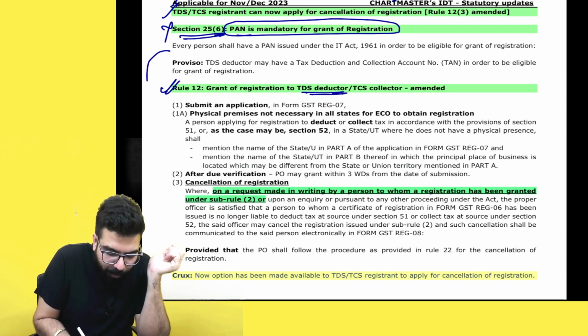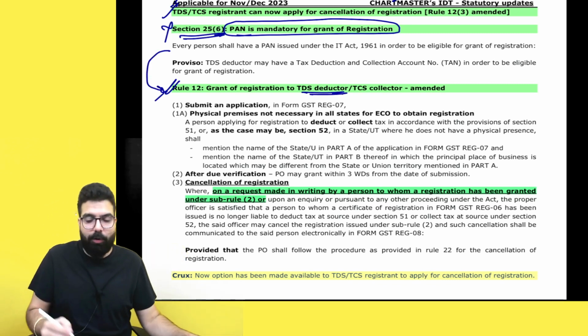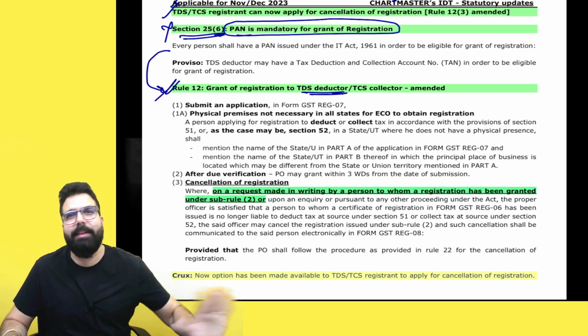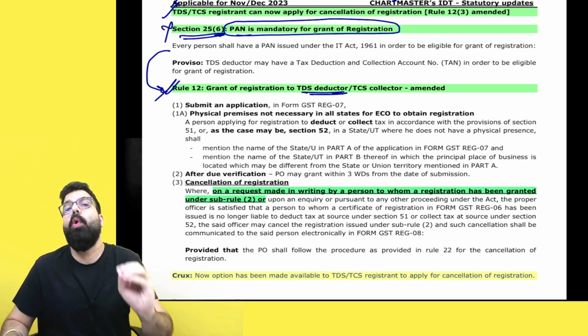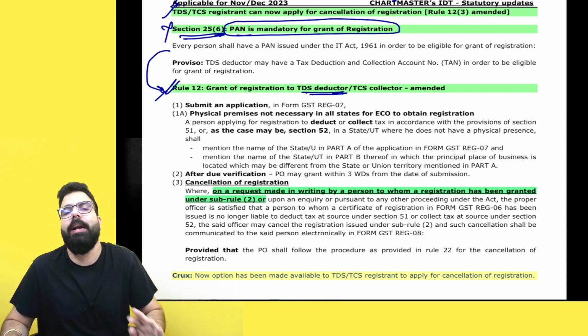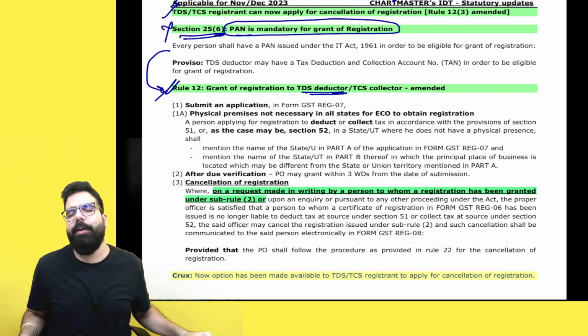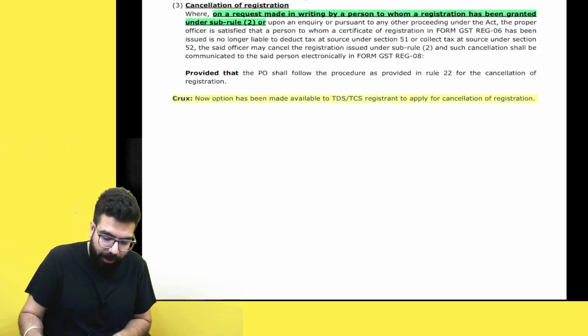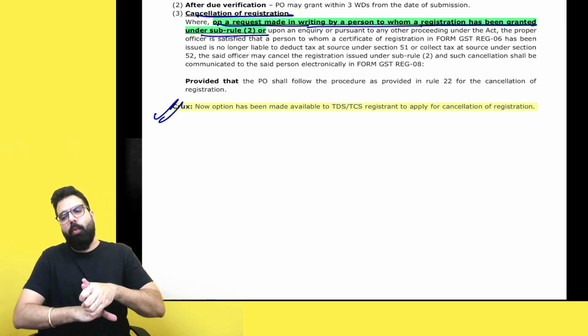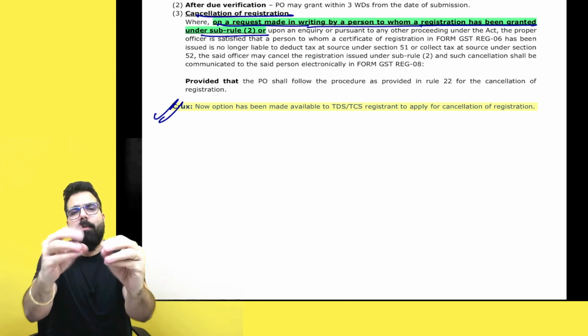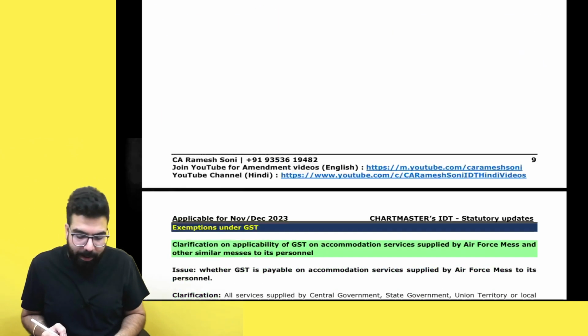Okay? And along with this, I had taught you rule number 12, so I have written rule number 12 over here. In rule number 12, one small amendment has been made. Earlier in rule number 12, TDS deductor and TCS collector did not have the power to cancel their registration. Now TDS deductor and TCS collector have been given the power that, if they want, they can apply for cancellation of registration. That's all, nothing. Now this option has been given: cancellation of registration on request made by a person to whom registration has been granted. Basically, if a TDS deductor or TCS collector wants, they can apply saying, I want to get my registration cancelled. Nothing other than that. Okay sir, done, point clear.